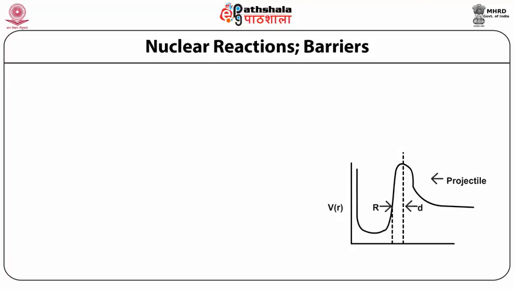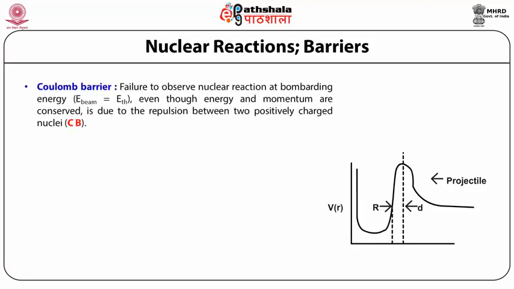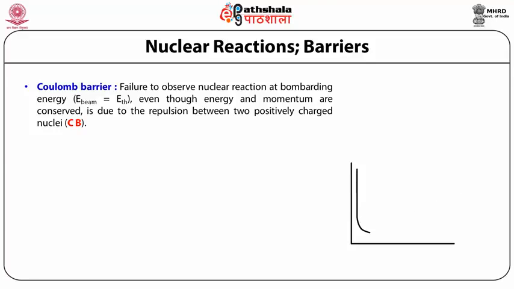So this is another condition. One condition is of threshold energy. Another energy condition is posed by the Coulomb barrier. The failure to observe a nuclear reaction at bombarding energy E beam equal to E threshold, even though energy and momentum are conserved, is due to the repulsion between two positively charged nuclei. Here in the picture on the right hand side, it is clearly shown that due to the Coulomb barrier, there is a potential hike which the projectile has to surpass.